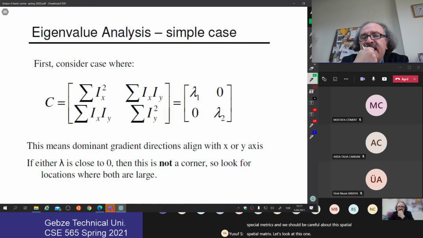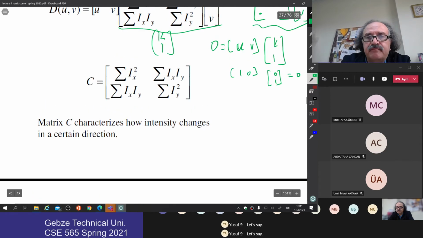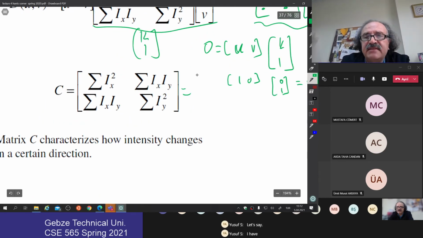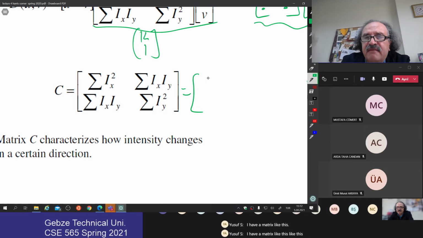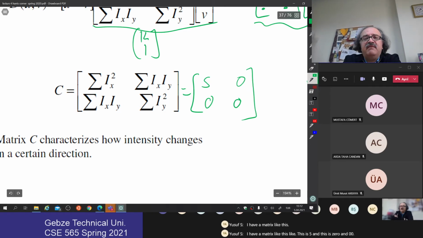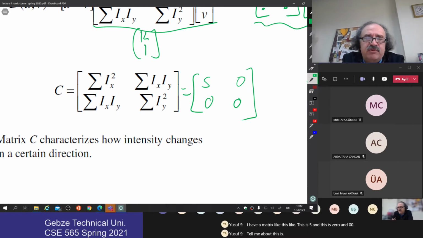Let's look at this one. Let's say I have a matrix like this, where this is 5 and this is 0, 0 and 0. Tell me what this is. What do you see? What kind of window is this?